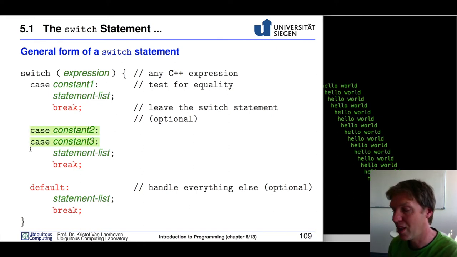If you have multiple case statements after each other, even if there were statements in between, the rest would still be executed until you have a break statement. So in this case, if expression equals constant 2, or if expression equals constant 3, you would, in both cases, execute this statement list and then break from this whole switch statement.